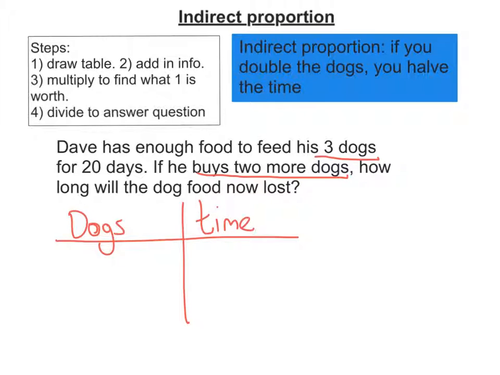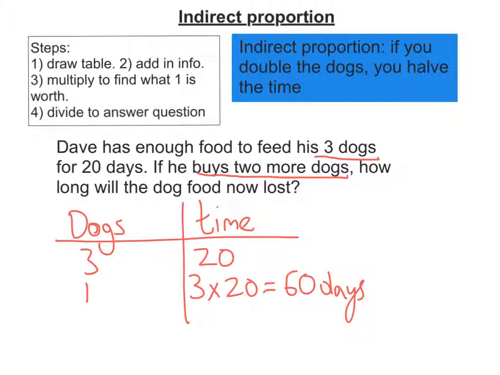So we know for 3 dogs, it lasts 20 days. Now I need to work out how long it would last if I only had 1 dog. Now remember, to do that, I multiply my 2 values together in the first row. So if we only had 1 dog, it would last for 60 days. Does that make sense? Well, 3 dogs last for 20 days, so if you had less dogs, the food would last for longer. Yeah, that makes sense.